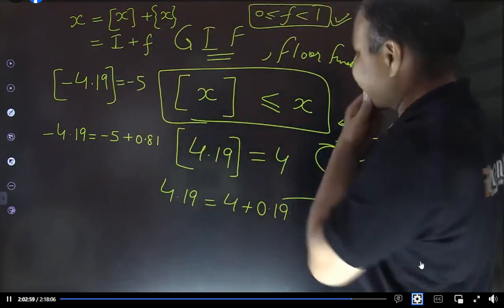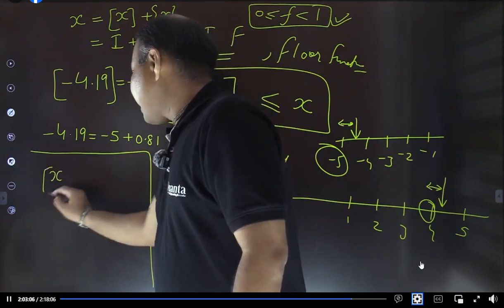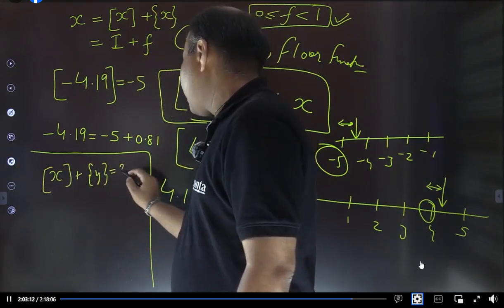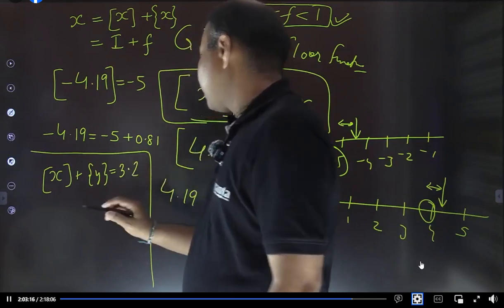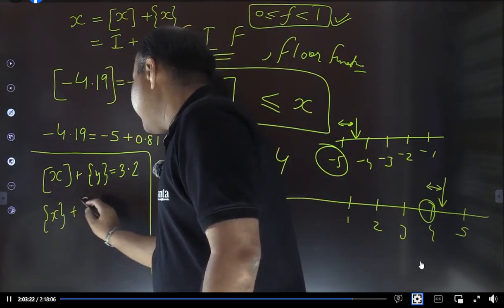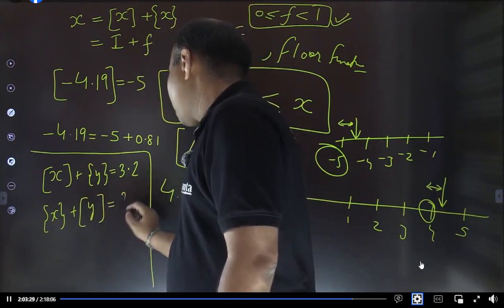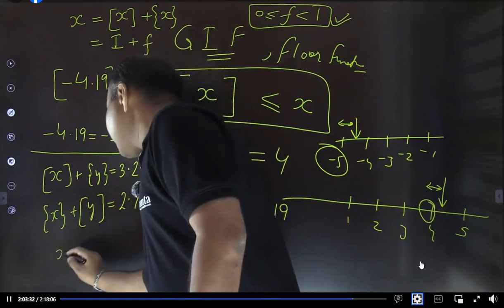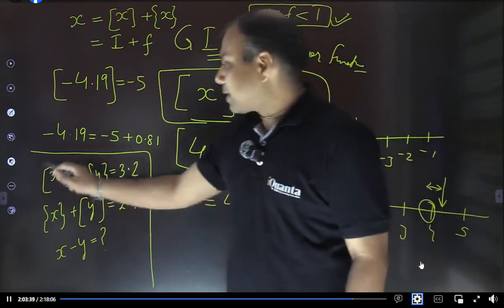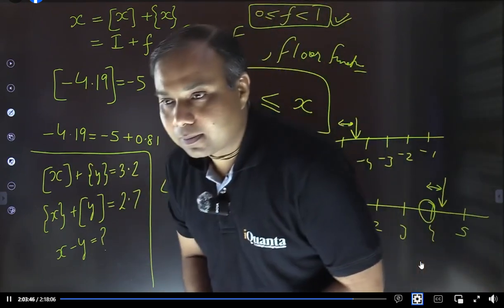Okay. Now answer this question. If I give you that the integral part of x plus the fractional part of y is equal to 3.2, and the fractional part of x plus the integral part of y equals 2.7, the question is, tell me the value of x minus y. These brackets have their usual meanings. The square bracket represents the greatest integer function, and the curly bracket is the fractional part.